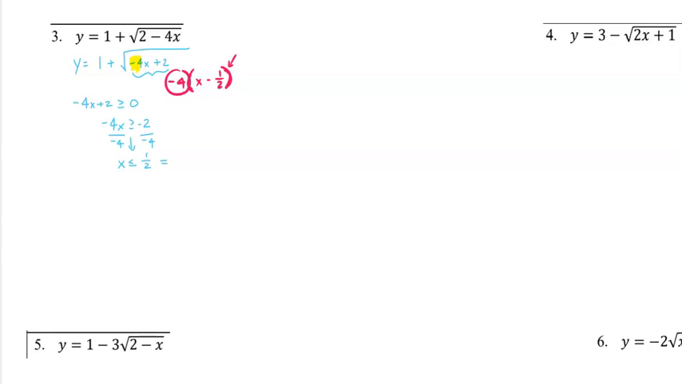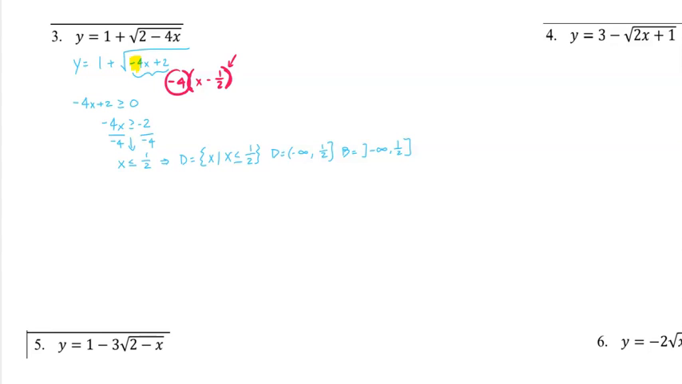So based on this, this implies that the domain is x such that x is less than or equal to 1/2. Write it in set builder notation. Negative infinity to 1/2. The other interval notation is going to look like this: negative infinity and 1/2.